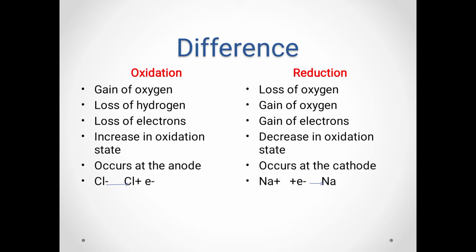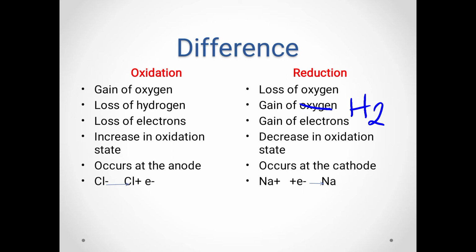Now we have to discuss what oxidation and reduction are, because these are key things that are really helpful while doing electrochemistry problems or even for some MCQs. Oxidation is gain of oxygen, loss of hydrogen, loss of electrons, increase in the oxidation state. It occurs at the anode, and here's an example of the reaction. Whereas reduction is loss of oxygen, gain of hydrogen, gain of electrons, decrease in the oxidation state. It occurs at the cathode, and here was one example.